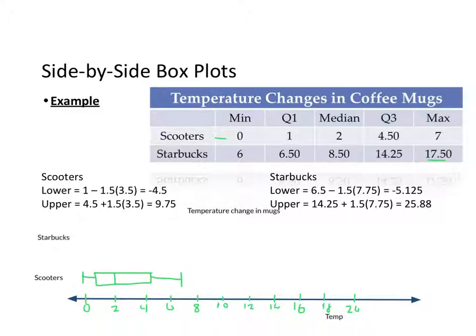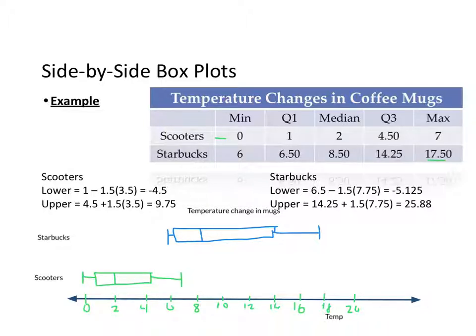For Starbucks, again, we determined it had no outliers from the previous slide, so we will graph our minimum at 6. We will plot our first quartile, 6.5, our median, 8.5, our upper quartile, 14.25, about there. And our max, 17.5. And there are comparative box plots.